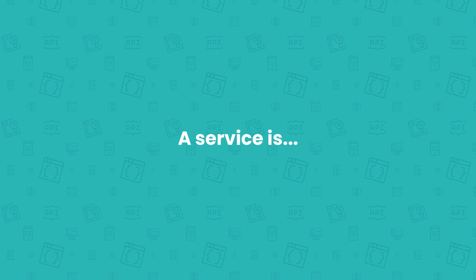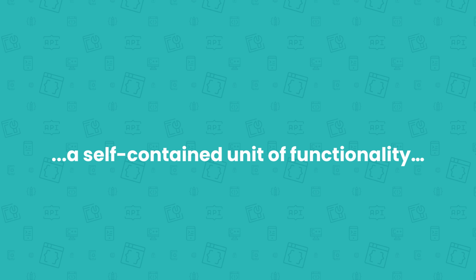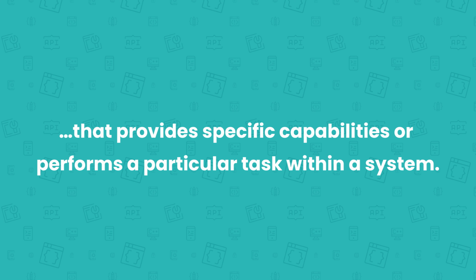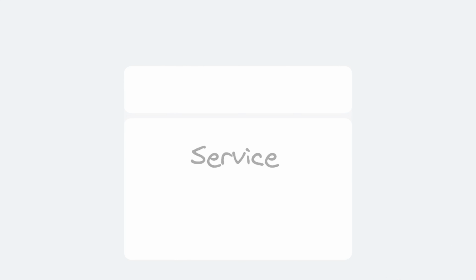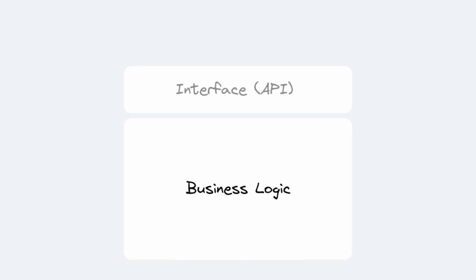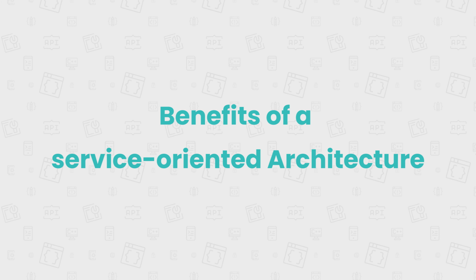A service is a self-contained unit of functionality that provides specific capabilities or performs a specific task within a system. Besides business logic, each service has an interface, often referred to as an API. It defines how other components or systems can interact with that service. By applying a service-oriented architecture, systems gain a couple of benefits.